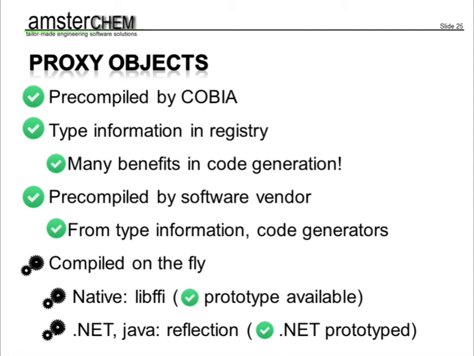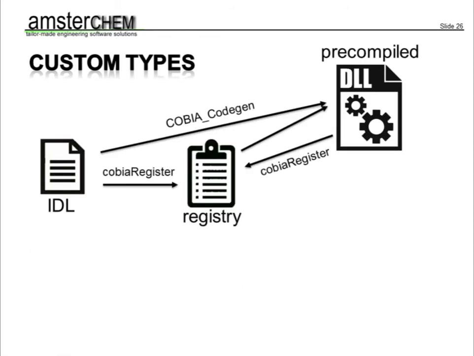As a backup plan, we plan to make proxy interface implementations on the fly. Prototypes for this were built for native code using the foreign function library, and for .NET simply using the reflection capabilities. Let's have a quick look how this works for custom types. Custom types are interfaces that are designed by software vendors, as opposed to the interfaces designed by CO-LaN, to make public some functionality of their software.